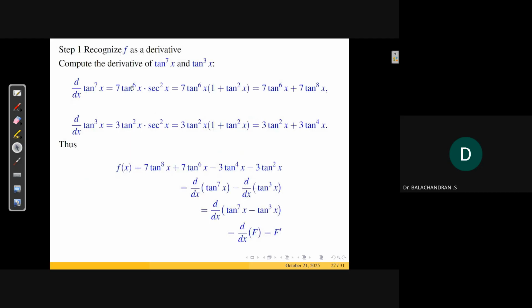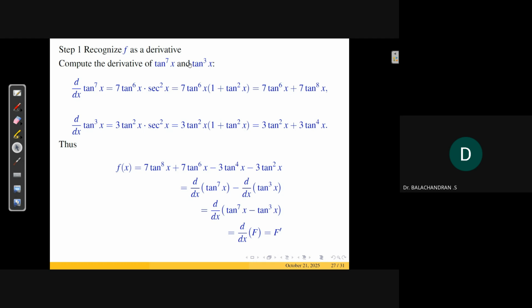Now compute the derivative of tan power 7 and tan cube x. If you differentiate tan power 7, you'll get 7 tan power 6x times the derivative of tan, which is secant square x. You can write secant square x as 1 plus tan square x, which gives 7 tan power 6x plus 7 tan power 8x.